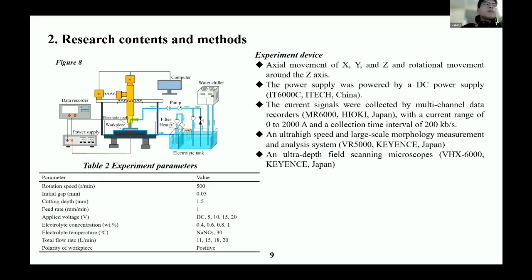The experimental equipment for the study is shown in Figure 8, and the machine device can perform X, Y, and Z axis movement as well as Z axis rotational motion. The power supply was a DC power supply, and the current signal is collected by a multi-channel sampling device. The sampling current range is 0 to 2000 amperes, and the sampling frequency is shown in the figure.